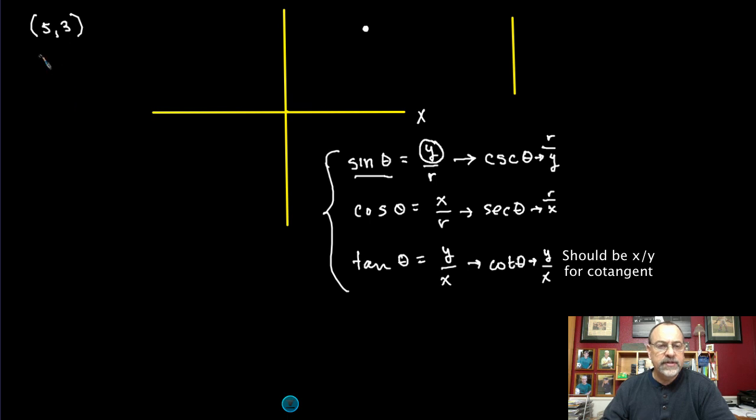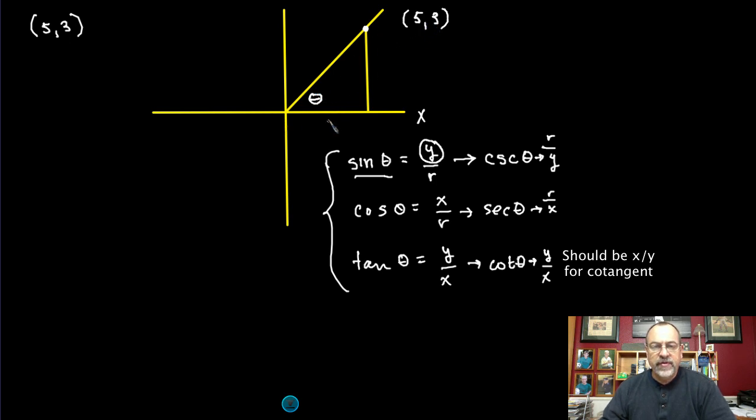So for example, let's take the point (5, 3) here in quadrant 1. If I draw a line through that point, and then draw a line perpendicular to the x-axis from that point, and create what we call the reference triangle, then this is theta. Now remember, the sine and cosine are going to be the same for every point along here.